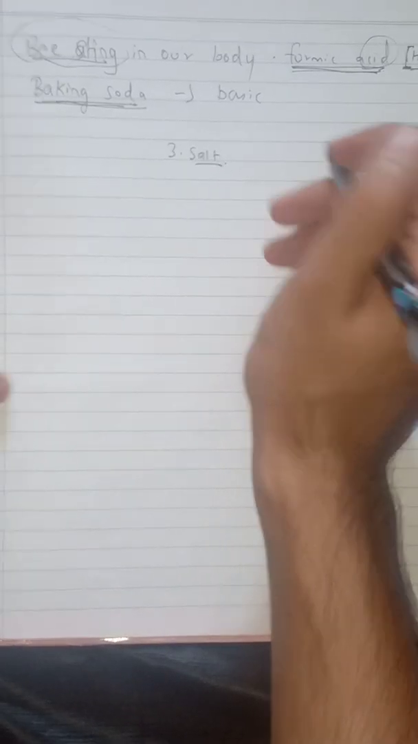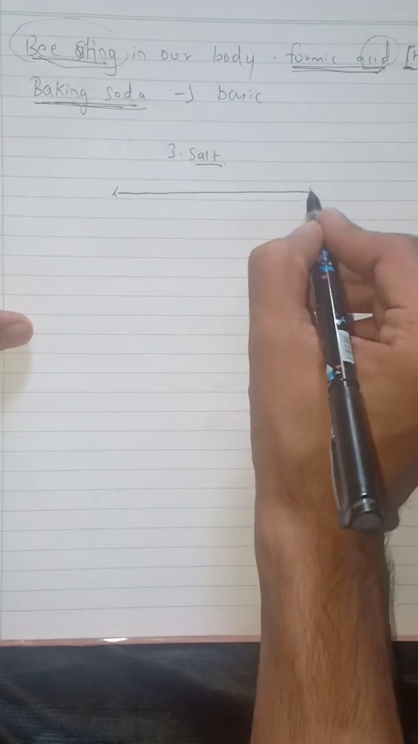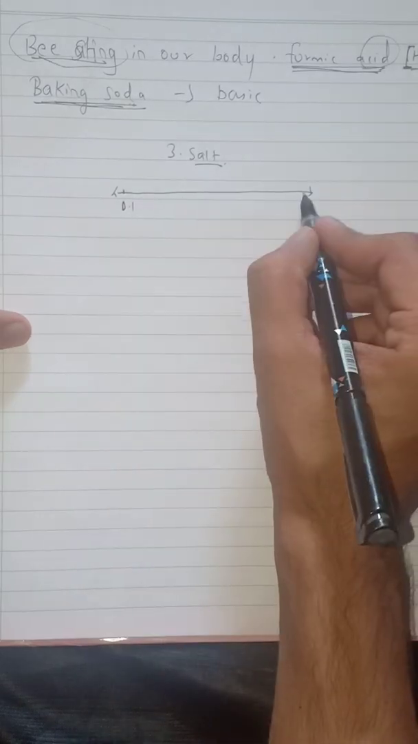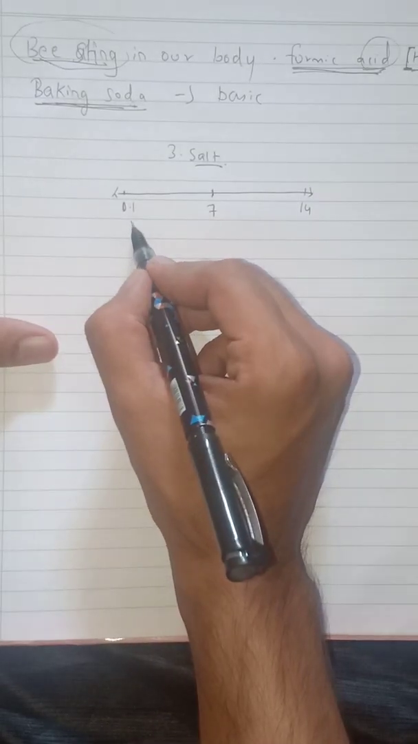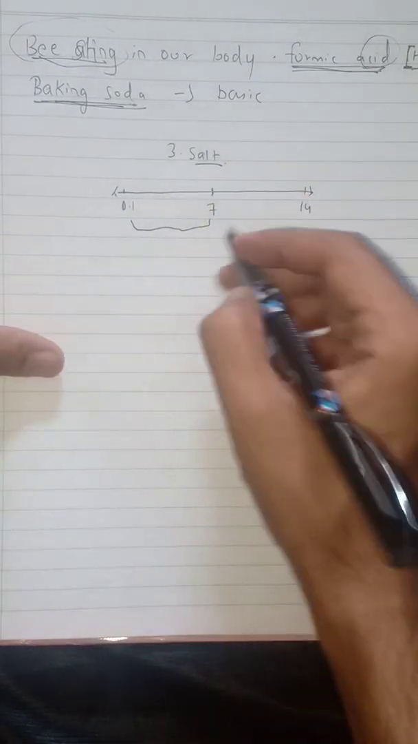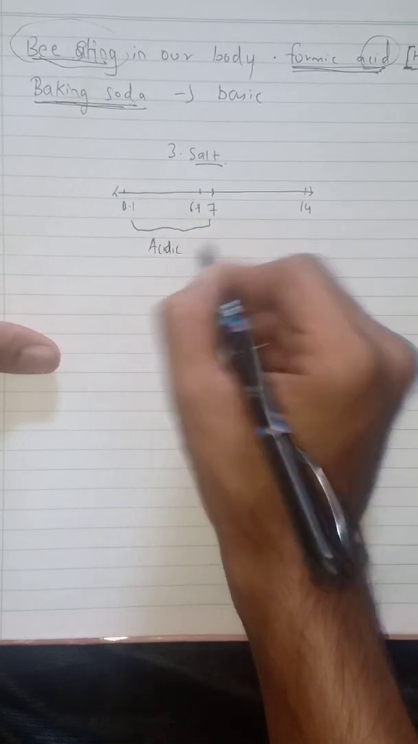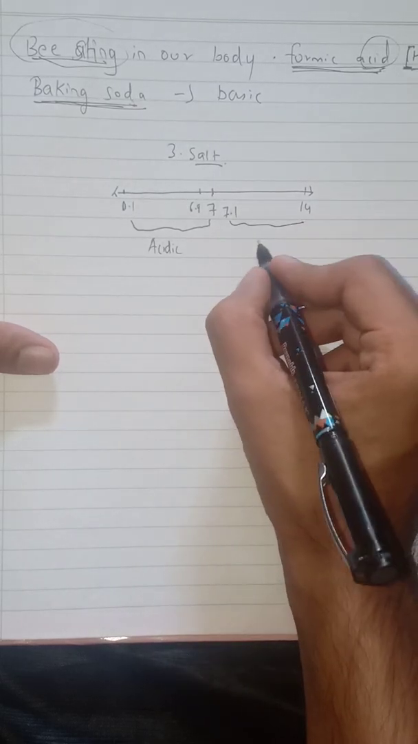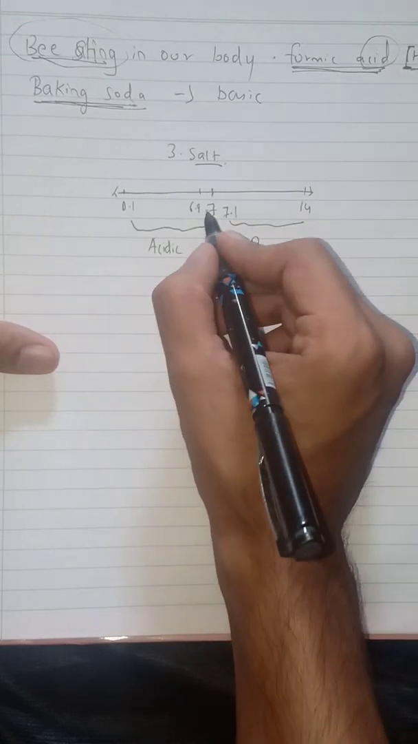So first, we have read about the pH scale. It starts from 0.1 and ends at 14. In the center there is the neutral point. From this part to this part, around 6.9, it is acidic. From 7.1 to 14, it is basic in nature. In the last lecture we did this.